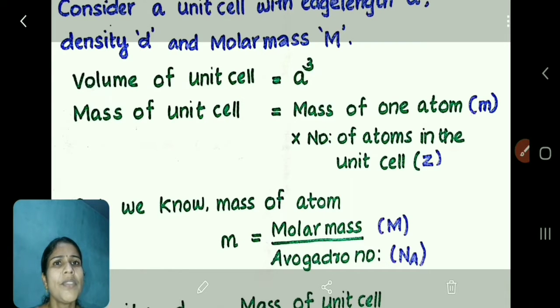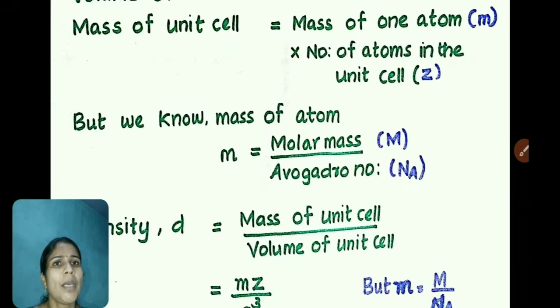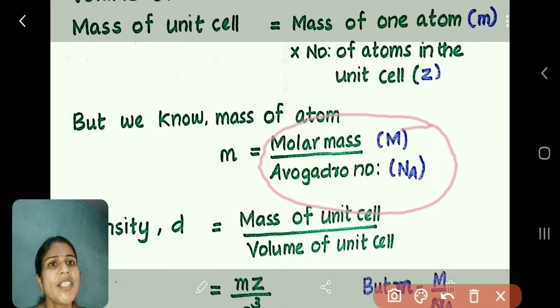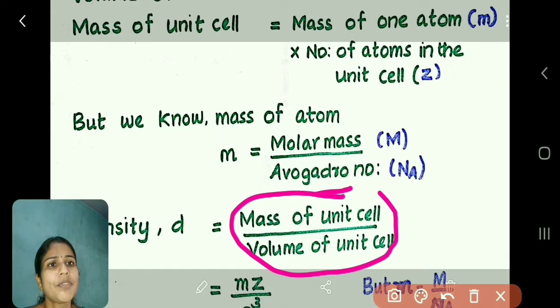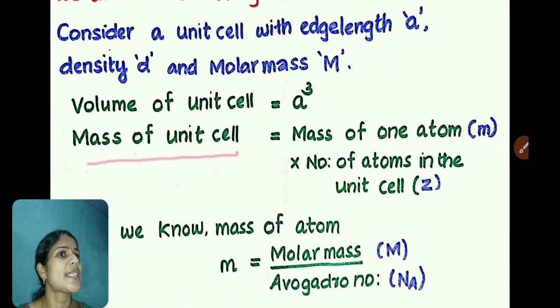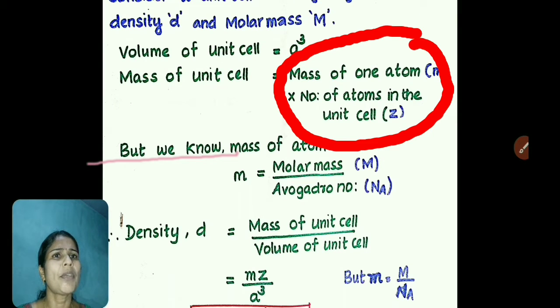Then mass of the unit cell is equal to mass of one atom, small letter m, into number of atoms in the unit cell Z. Mass of one atom, small letter m, is equal to molar mass capital letter M divided by Avogadro number. Here density of the crystal is mass by volume of the unit cell. The mass of the unit cell, we previously calculated, is mass of one atom into number of atoms in the unit cell, m into Z.